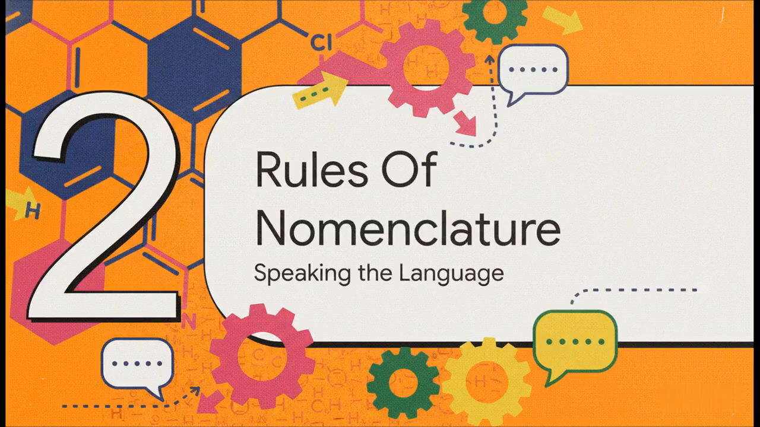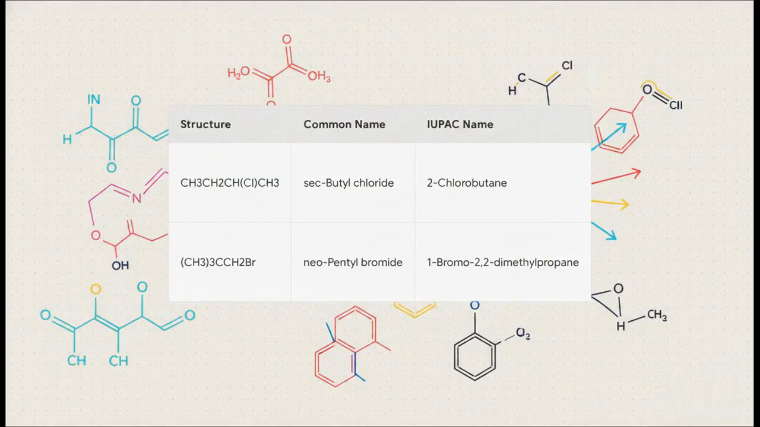Moving right along to part 2, rules of nomenclature. Basically, how we speak the language of organic chemistry. You've probably noticed that a lot of these compounds are still saddled with their old-school common names. Think sec-butyl chloride or neopentyl bromide. And sure, you'll definitely still hear those tossed around in the lab, but the IUPAC system is what gives us a universal, zero-ambiguity way to name them as halo-substituted hydrocarbons. So sec-butyl chloride gets a formal upgrade to 2-chlorobutane, and neopentyl bromide becomes the ultra-precise 1-bromo-2,2-dimethylpropane. The IUPAC name doesn't just label the molecule, it tells you exactly where every single atom is sitting.